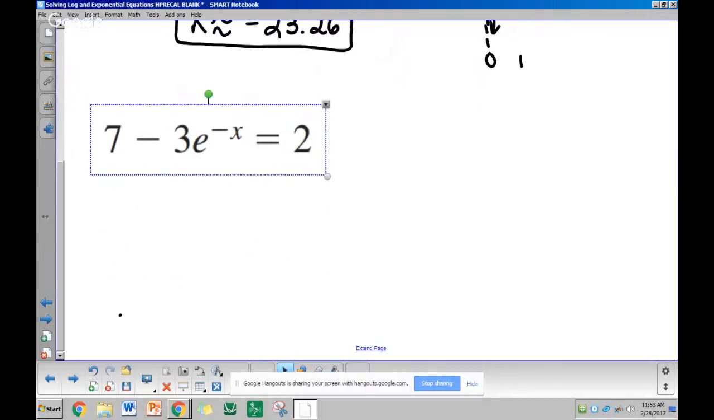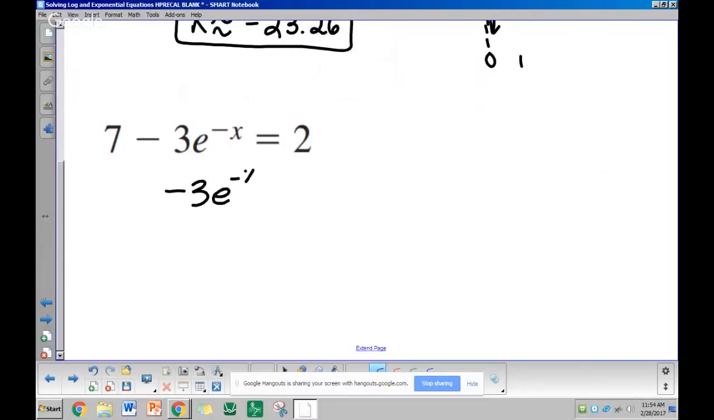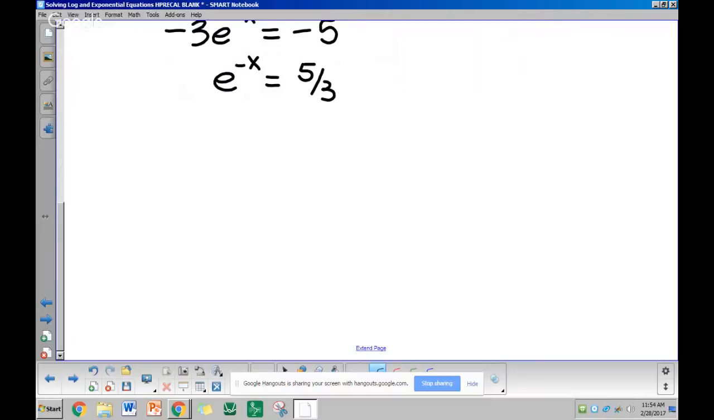Next one. Yes, we can subtract 7 from both sides. I like it. So this is negative 3e to the negative x equals negative 5 if I subtract 7. Divide by negative 3, we get e to the negative x equals 5 over 3. Take the natural log of both sides.